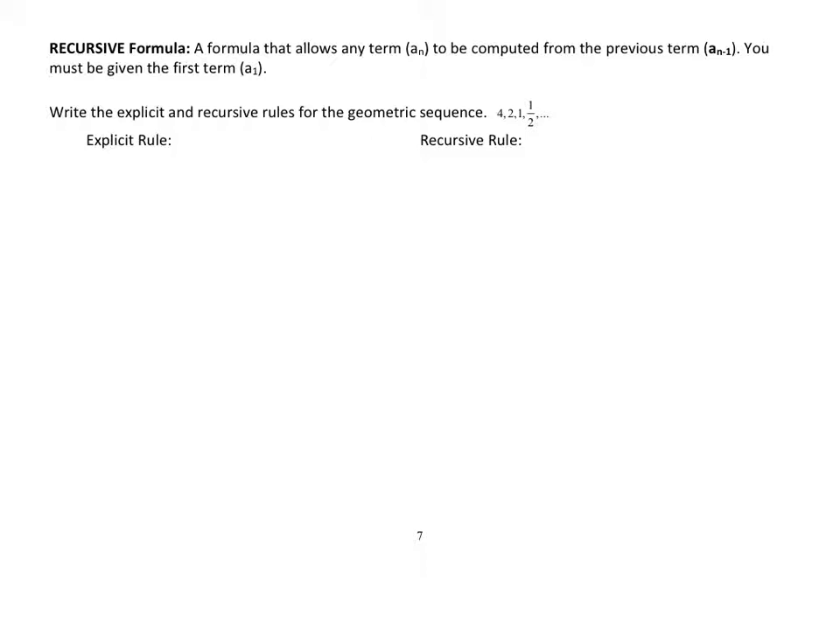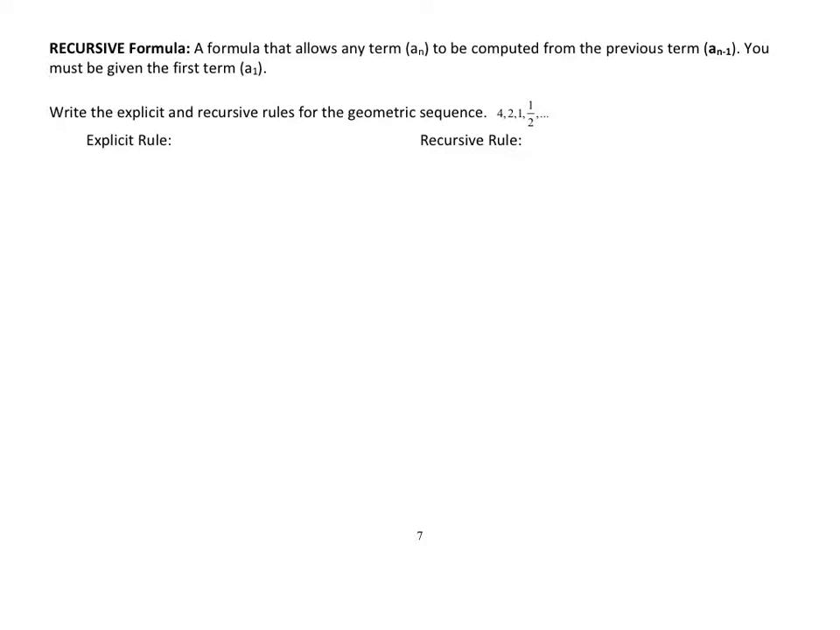So here we are looking at the recursive formula, and this is a formula that allows any term to be computed from the previous term. The first term must be given. So let's look at an example here. So here I'm given the sequence.